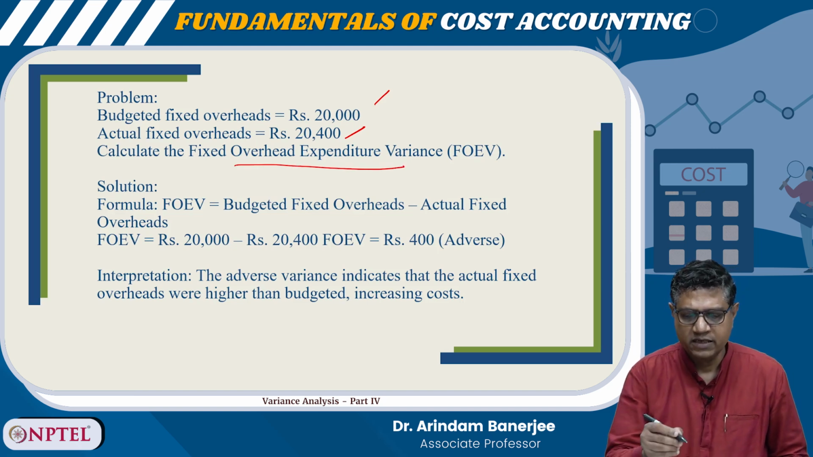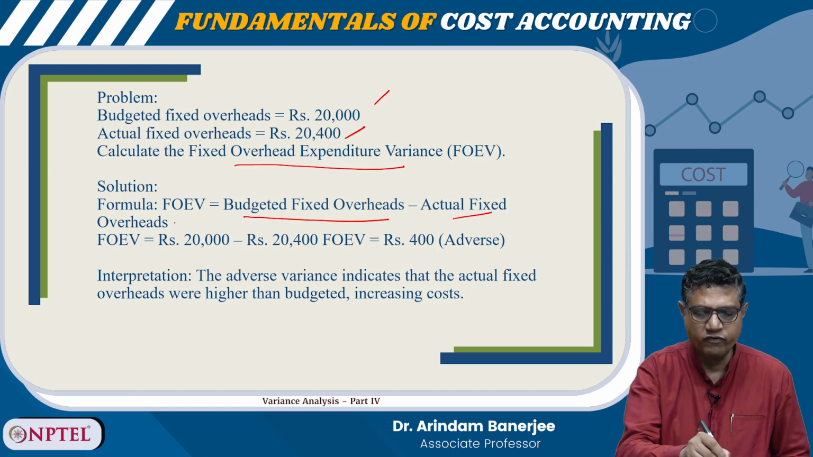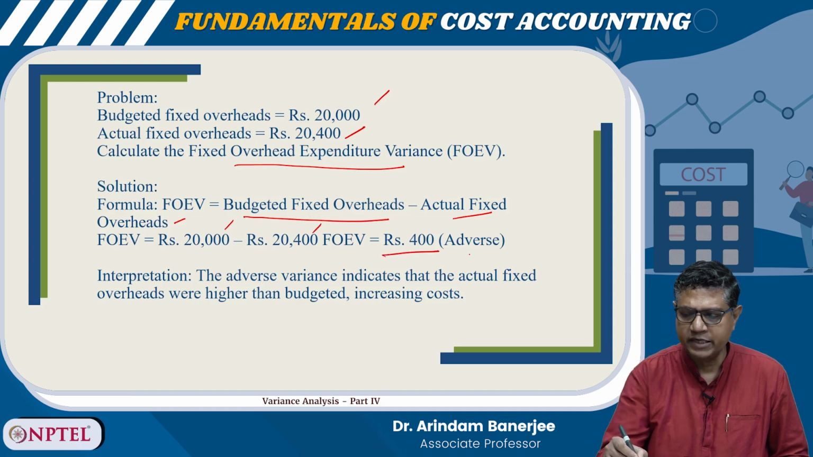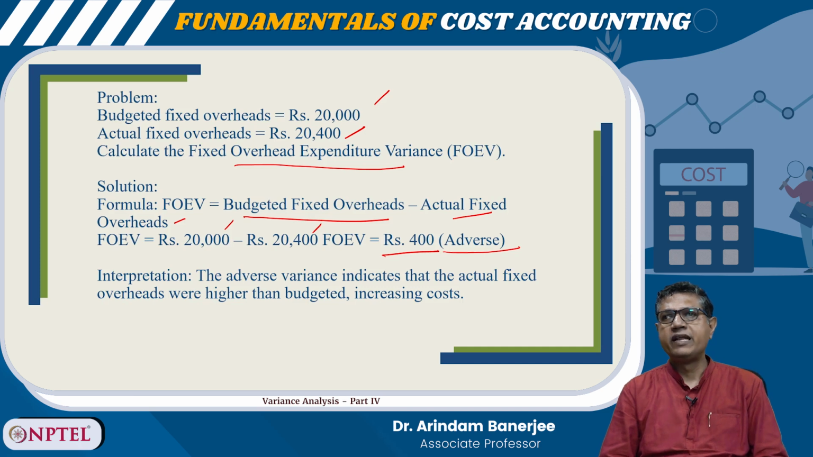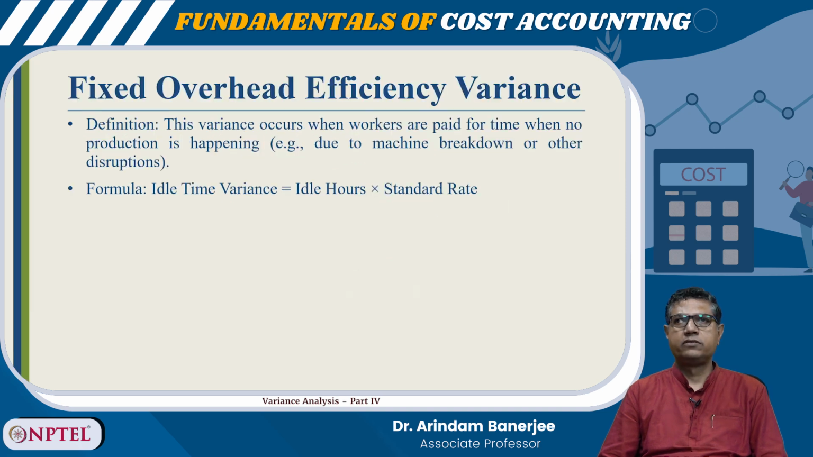So, the formula is budgeted fixed overhead minus actual fixed overheads. So, budgeted fixed overhead is given as 20,000 and actual is 20,400. So, actual is more than budgeted, so it is adverse 400. Interpretation: the adverse variance indicates that the actual fixed overheads were higher than the budgeted, reflecting increasing costs.